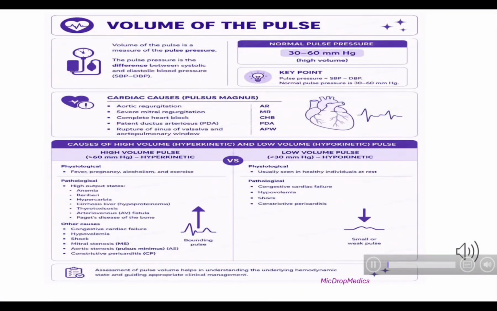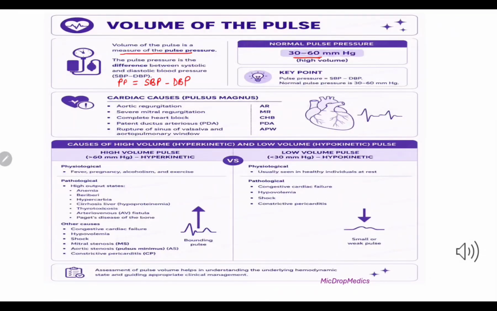Now let's transition to pulse volume. What exactly are your fingers feeling when you assess volume? Simply put, pulse volume is a direct bedside measure of the patient's pulse pressure. And what is pulse pressure? It is the mathematical difference between the systolic and diastolic blood pressure. A normal pulse pressure is between 30 and 60 mm mercury.